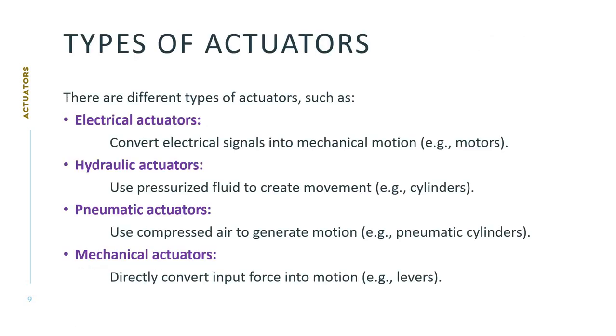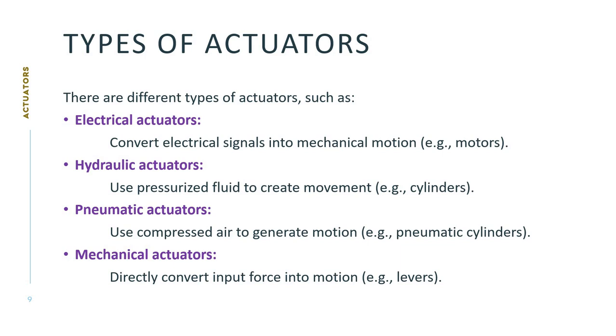So next comes the types of actuators. There are multiple types of actuators. Some that we have defined here are electrical actuators, hydraulic actuators, pneumatic actuators, and mechanical actuators. As I told you, electrical actuators convert an electrical signal into mechanical motion. Hydraulic actuators use pressurized fluid to create motion. Pneumatic actuators use compressed air to generate motion, and mechanical actuators convert an input force, whatever force we give, into motion.